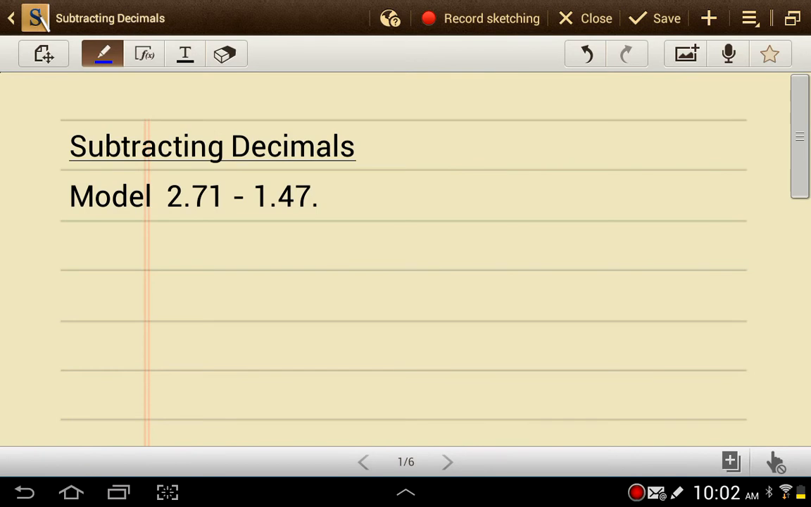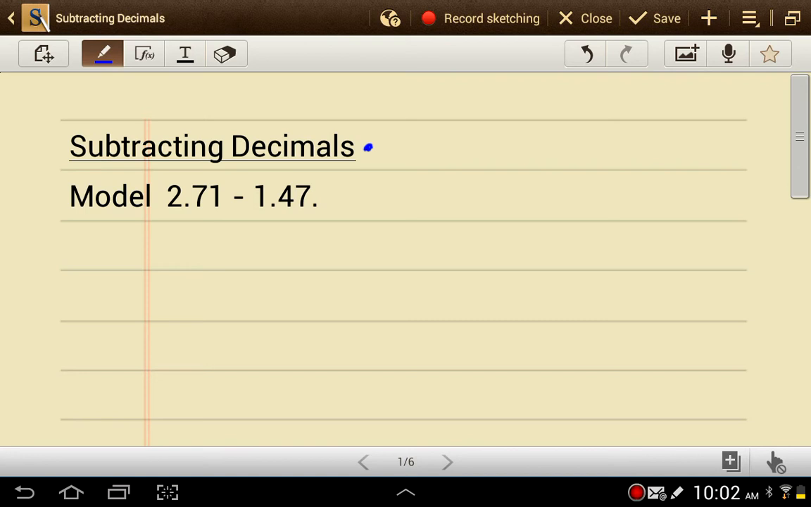So in your notes, write down the title, subtracting decimals, which is right there. Put that in your heading at the top of your sheet of paper. We have a couple pages that we need to do today, and I'm going to get through this so that you guys know how to subtract decimals. Our first thing I want to talk about is modeling subtracting decimals. We need to know how to model and understand subtracting decimals.